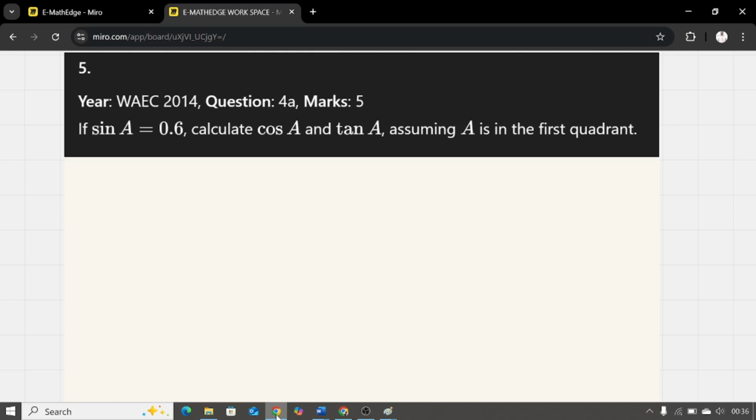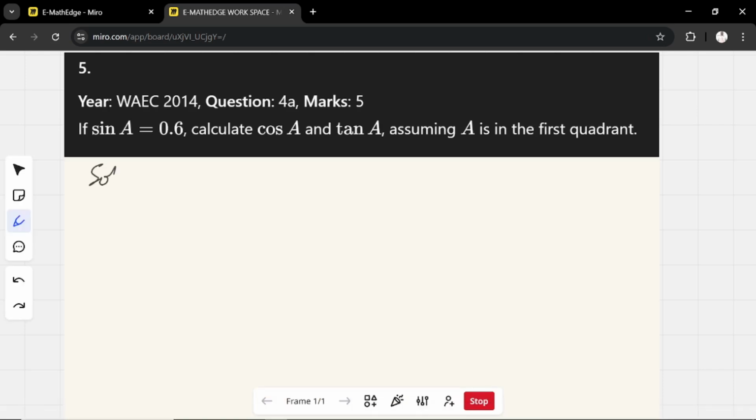This is a WAEC question for 2014, question number 4A, which carries a total mark of 5. And the question says, if sine A is equal to 0.6, calculate cos A and tan A, assuming A is in the first quadrant. So this is not far from what we did yesterday. It's just that yesterday, the value for sine was given as a fraction, whereas this is given as a decimal. But we are still using the same formula to achieve the final result.